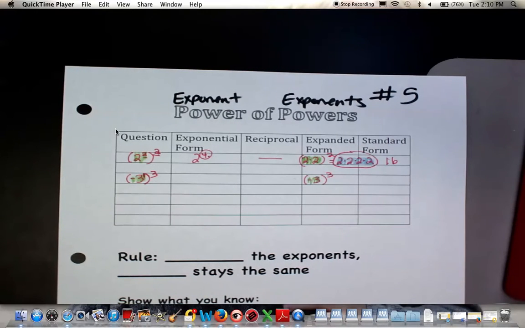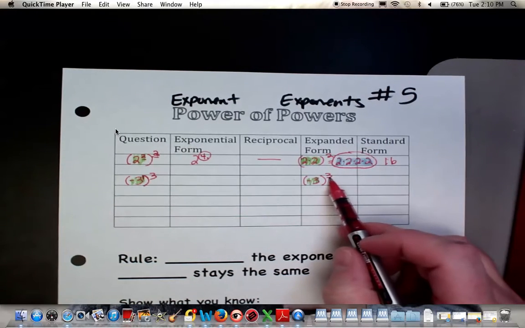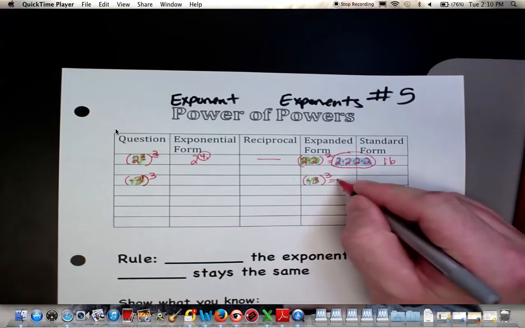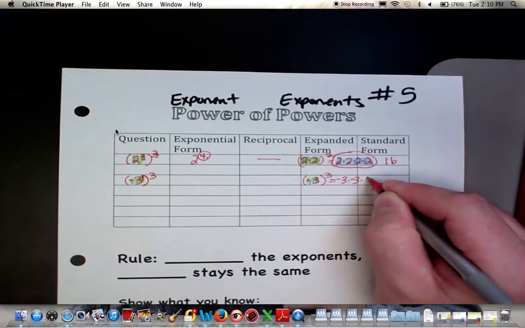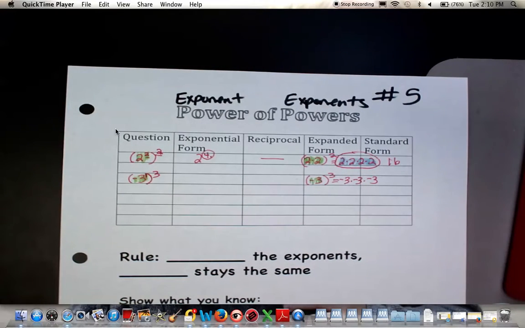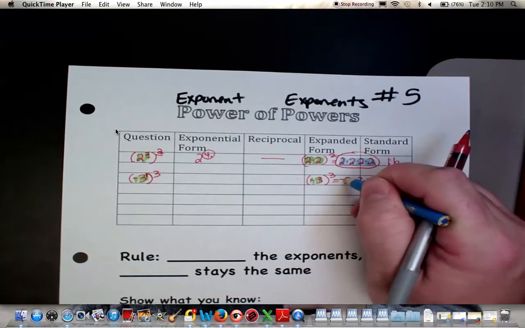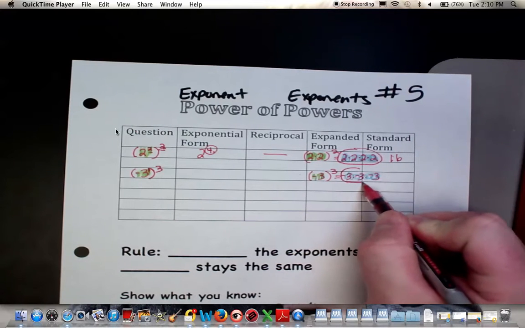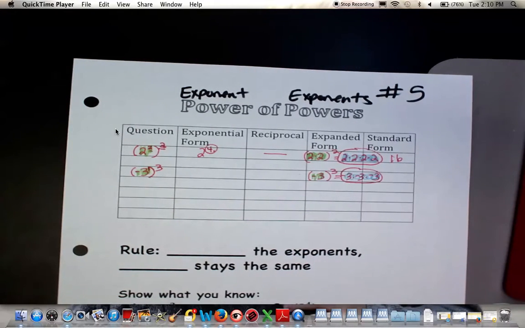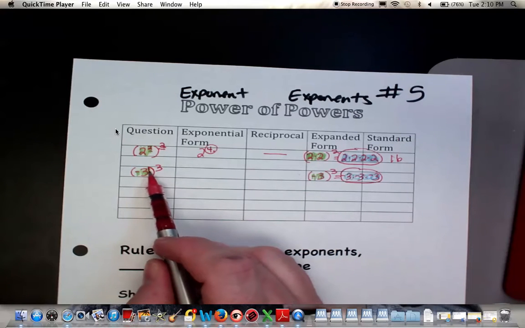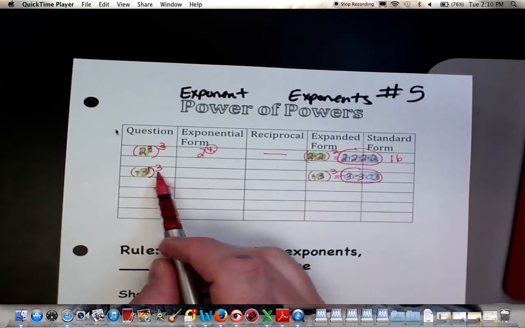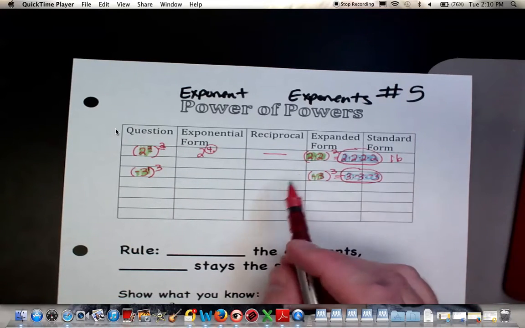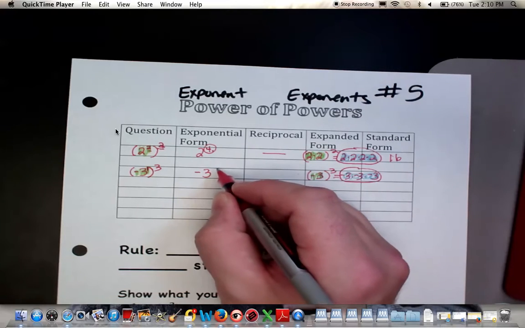Okay? Now I have this third power, and it's raising the negative 3 to the third power. So I just expand that out by doing negative 3 times negative 3 times negative 3. And I'm going to color that one in blue because that's my expanded form. So this expanded form, negative 3 times negative 3 times negative 3, is the same as negative 3 to the first power times negative 3. Let's get it in exponential form. Well, I have 1, 2, 3 3's, and my base is negative 3 to the third power.